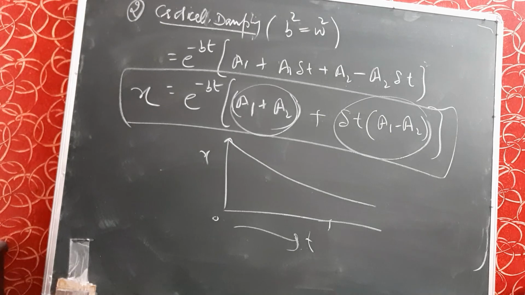Now, in the third case, we will discuss b square less than omega square, that is the lightly damped case, and we will discuss that third case in the next lecture, because all these cases are very important.